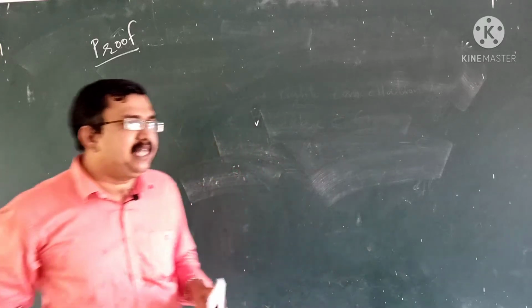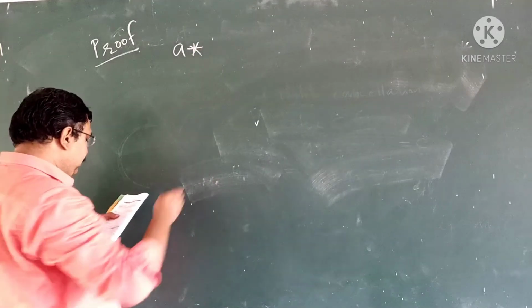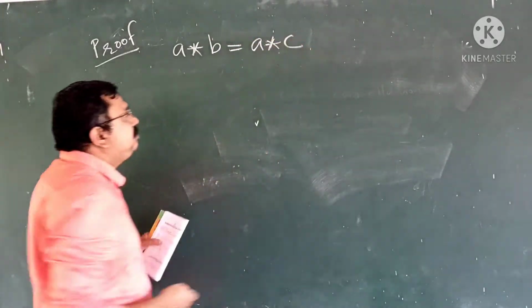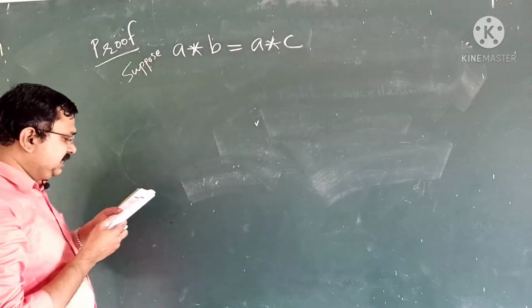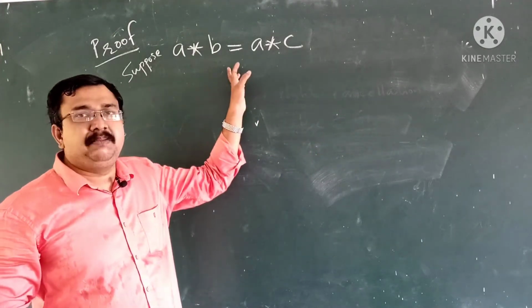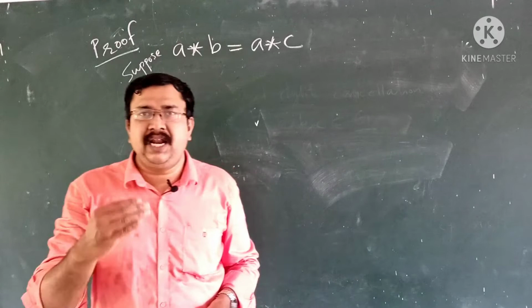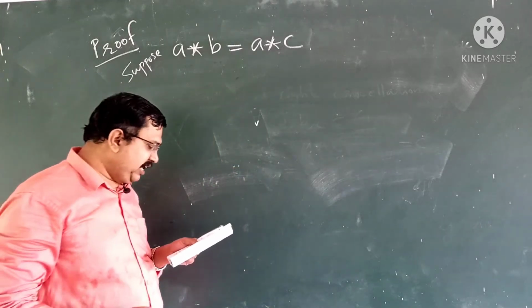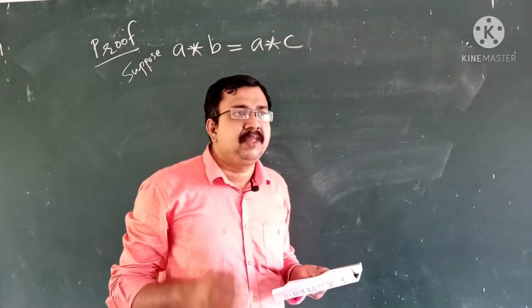First, suppose that A star B equal to A star C. First step is A star B equal to A star C. Then now by G3, you know the three axioms of group theory, by G3, existence of inverse in the definition of group, that is A inverse exists.